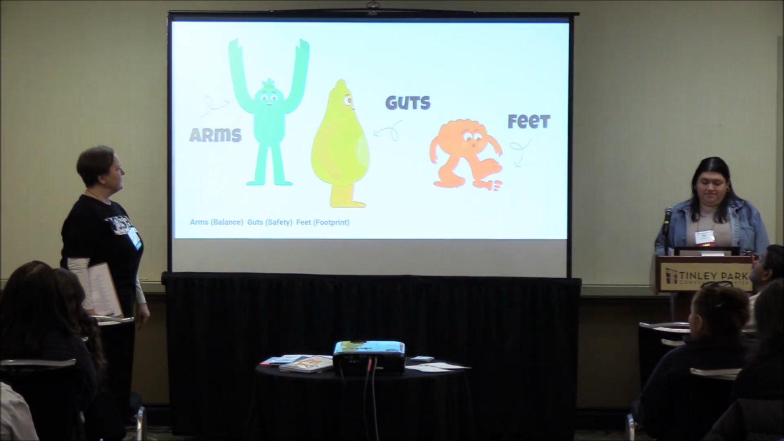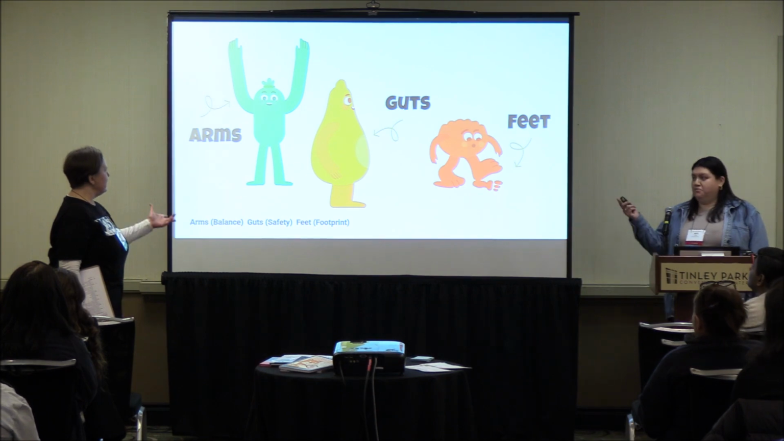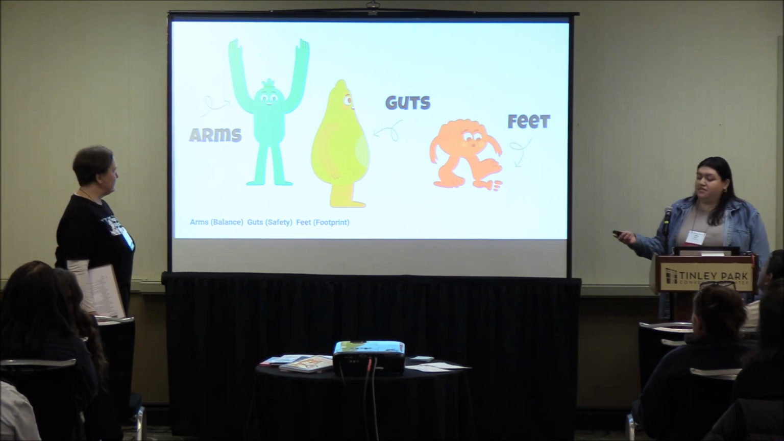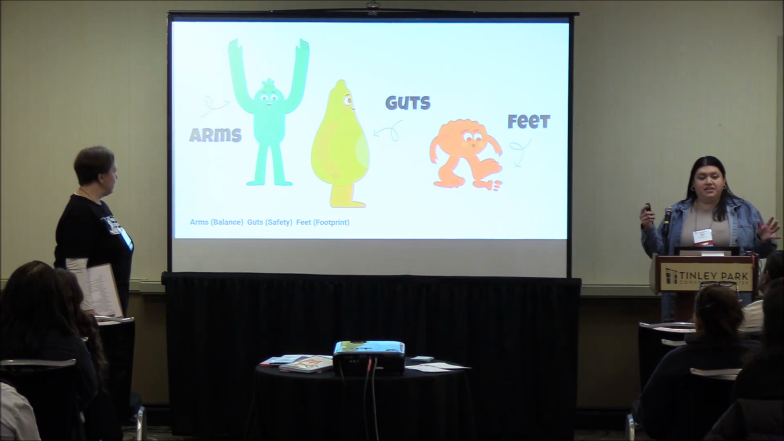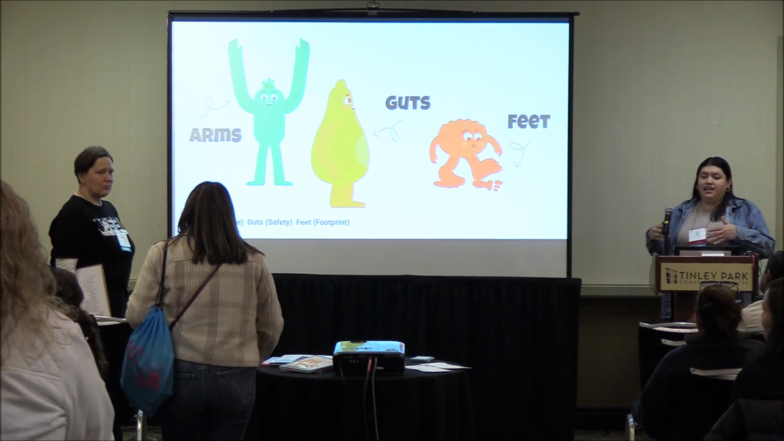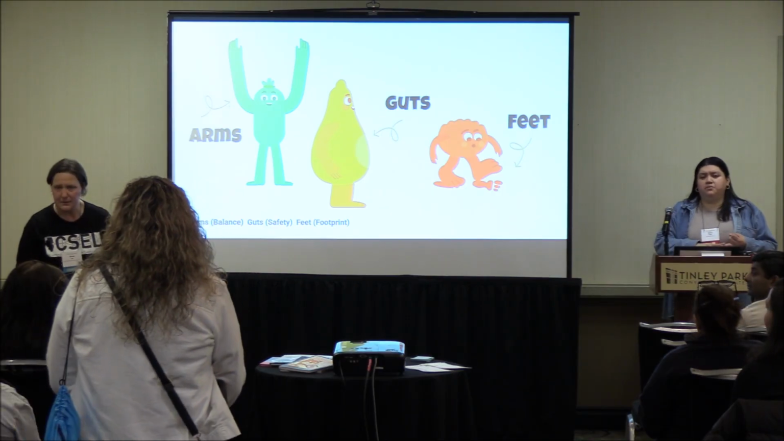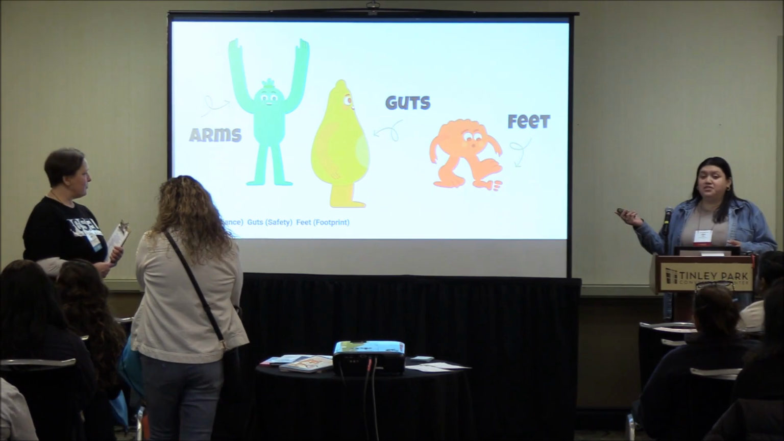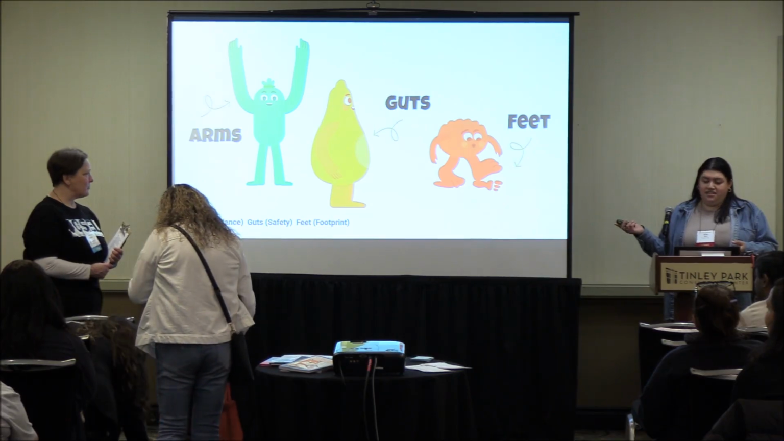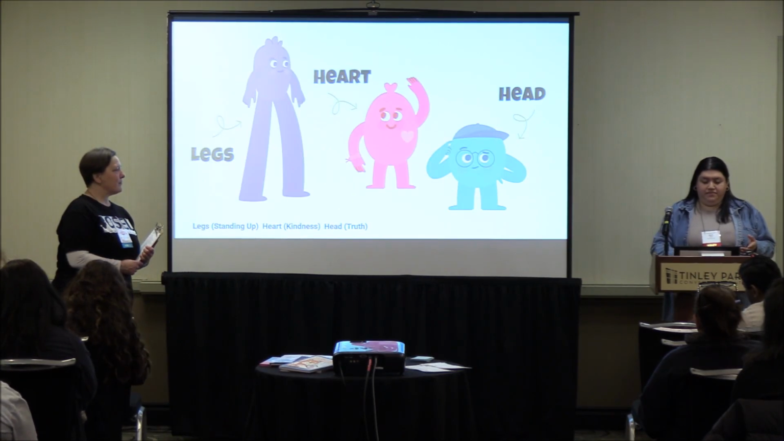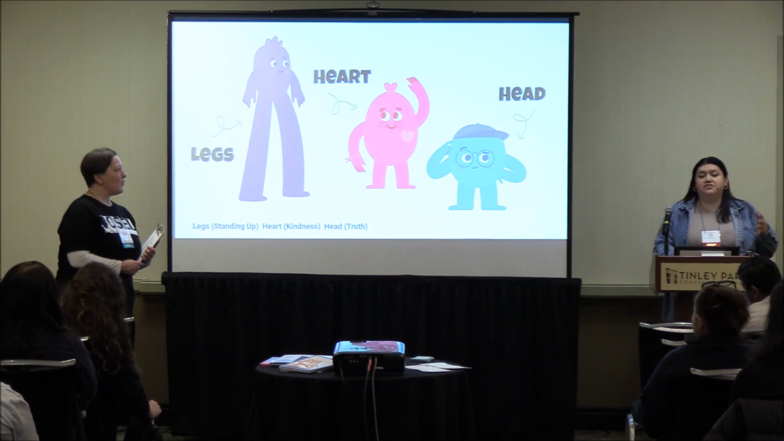Okay. And then, going through the video, you saw a couple of characters. What Common Sense did is they broke it down. As teachers progress through the lessons, they touch upon privacy, passwords, safety, AI, and stuff like that. Their digital citizens are the arms, the guts, the feet, legs, heart, and head. So those are their characters.